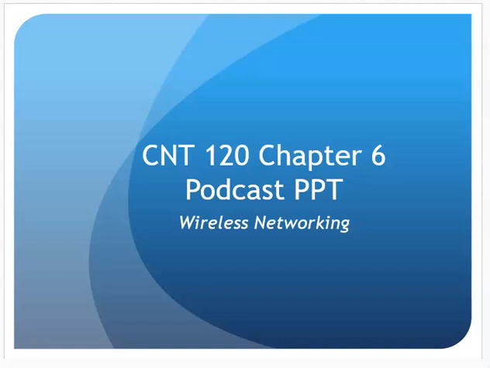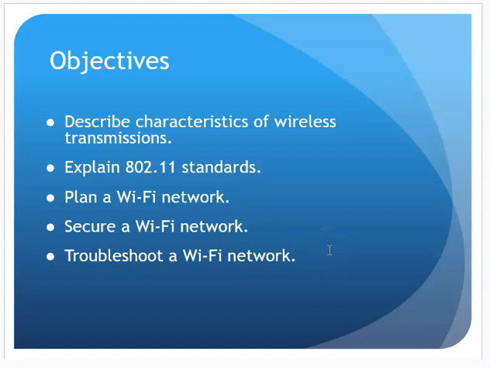Alrighty, CNT120, we are looking at Chapter 6 on wireless networking. Here are the couple objectives we have for this. We want to talk a little bit about the characteristics of wireless transmission, standards, how to plan out, set up, secure, and even troubleshoot a Wi-Fi network. And some of these last ones down here will be ones we're going to be doing in our lab this week, whether you're on campus or online.